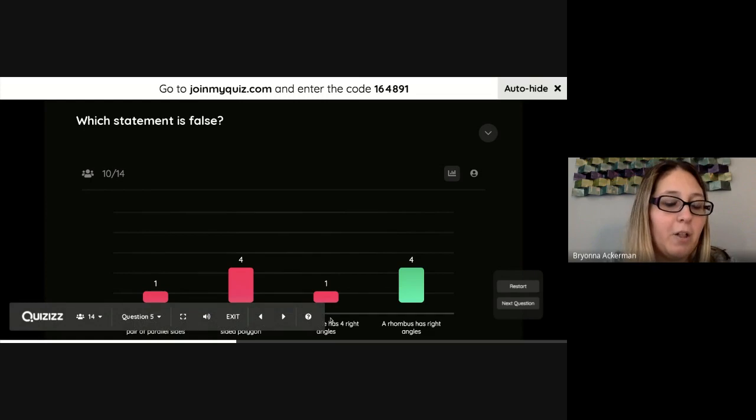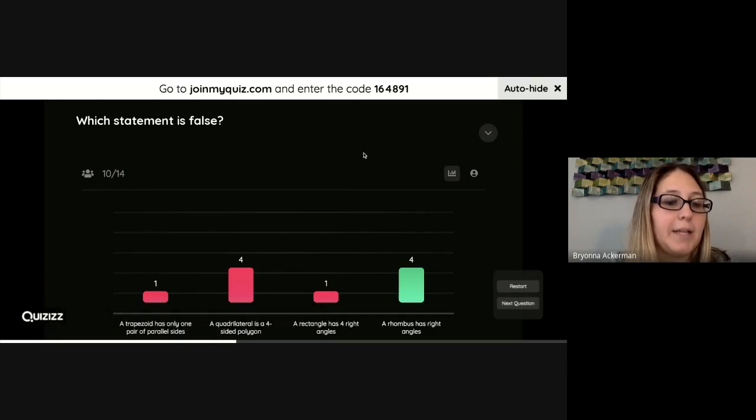A rectangle has 4 right angles. That is correct. A rectangle does have 4 right angles. So the last one, a rhombus has 4 right angles. That's the false one, okay? A rhombus, remember we just talked about, does not have 4 right angles.